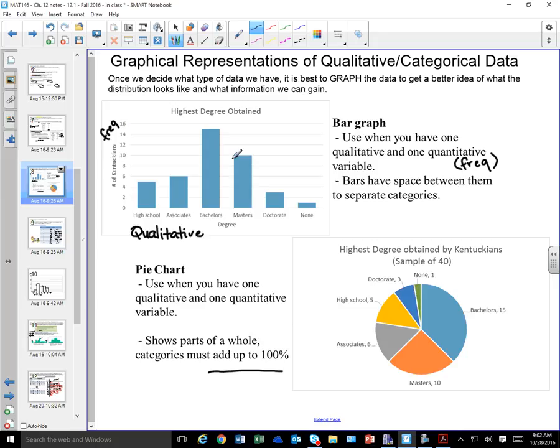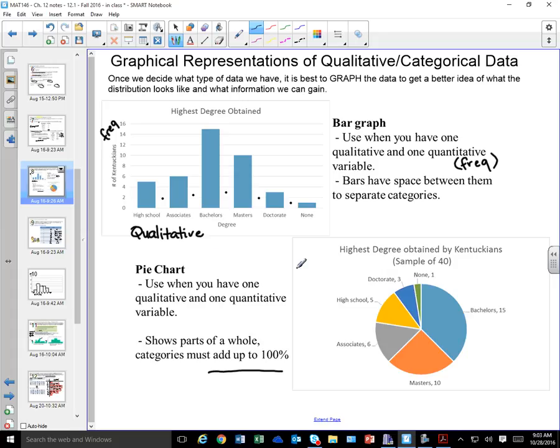Now notice that in a bar graph, the bars do not touch, okay? There are spaces between all the bars. So that is how you can look at a graph and know if it's a bar graph or a histogram, which we're going to talk about in a few slides, because a bar graph does have spaces between the bars, okay? So remember that for later.